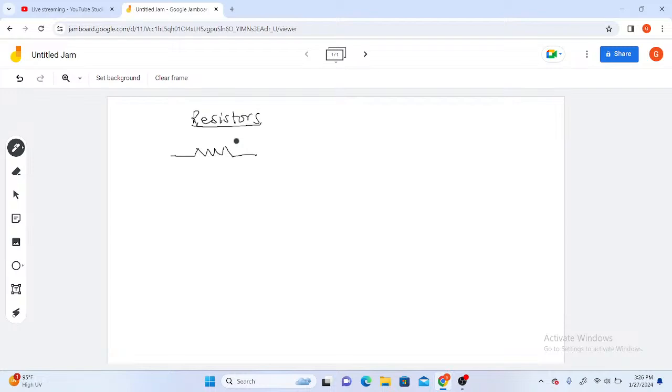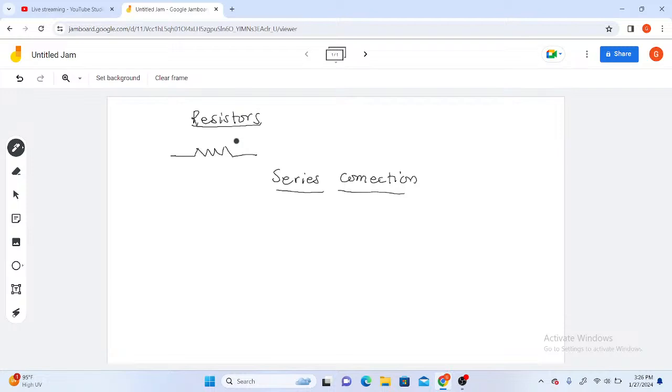So the interest now is, if you have more than one resistor, that is two or more resistors, and they are connected in series and parallel, how do you determine that these two resistors are connected in series or parallel? So let's start with series connection of resistors.